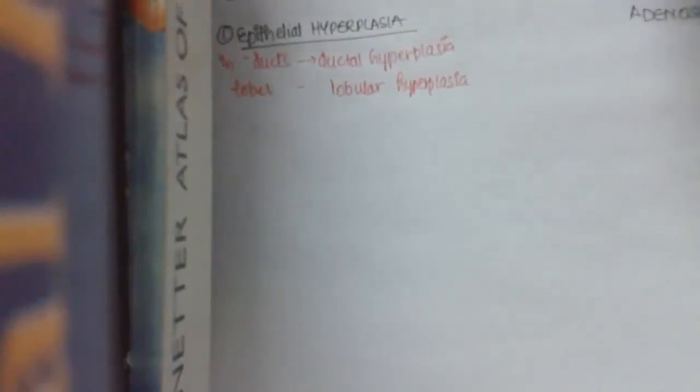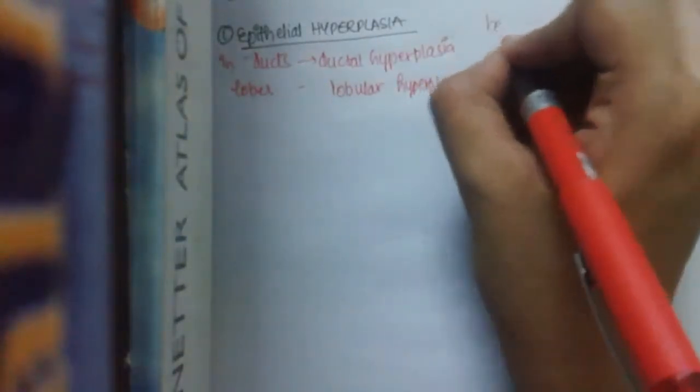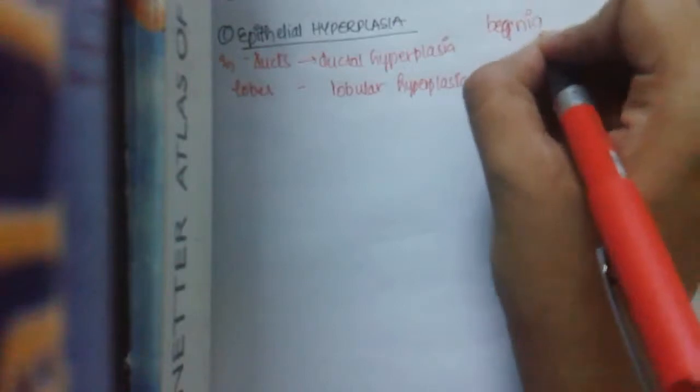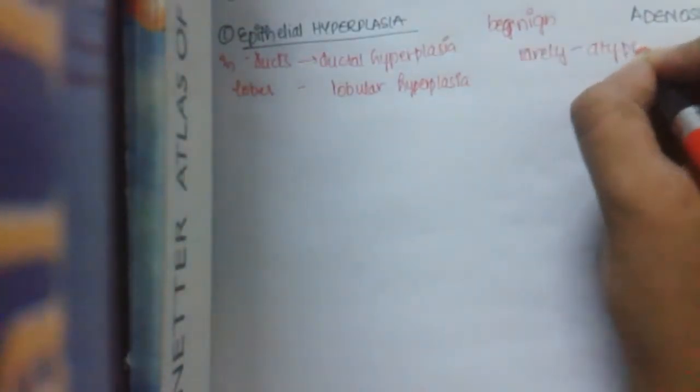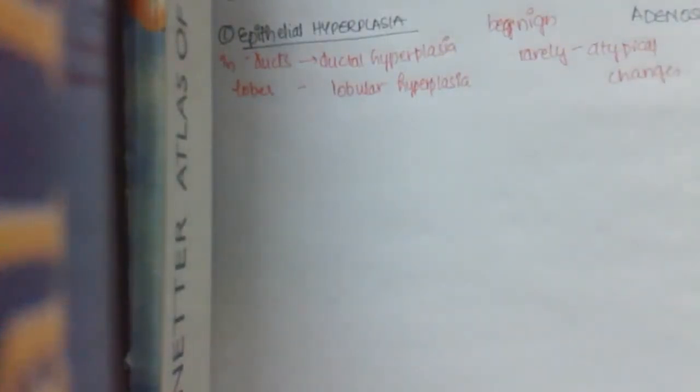This lobular hyperplasia should be differentiated from sclerosing adenosis, as they both have similar features. So epithelial hyperplasia is completely benign, but sometimes there may be atypical features. It is mainly benign, but rarely there are atypical changes. So what is the microscopic picture?